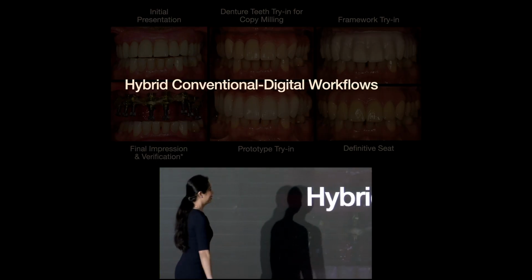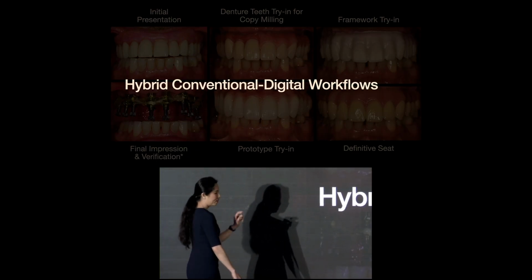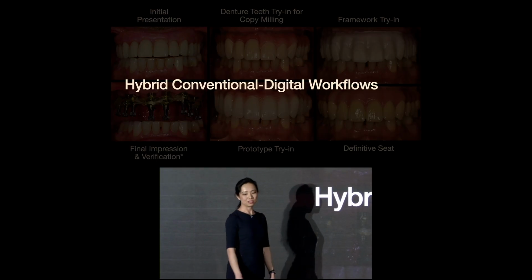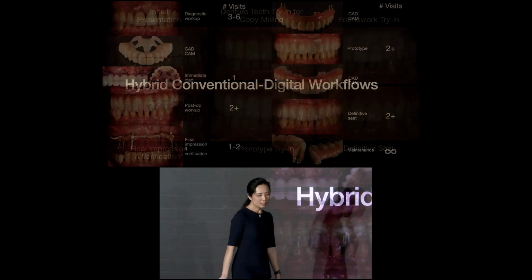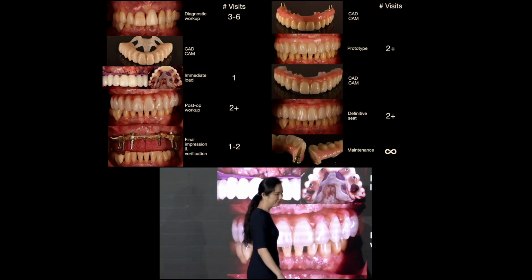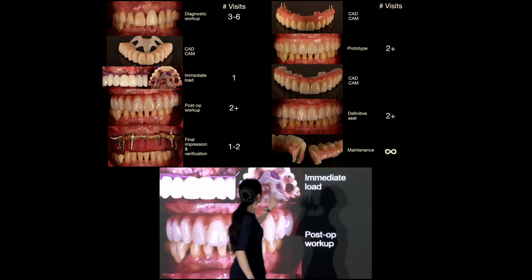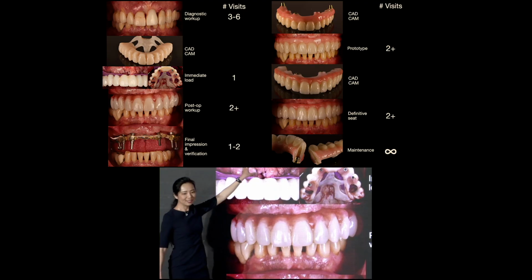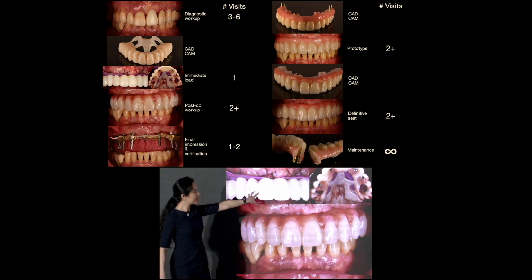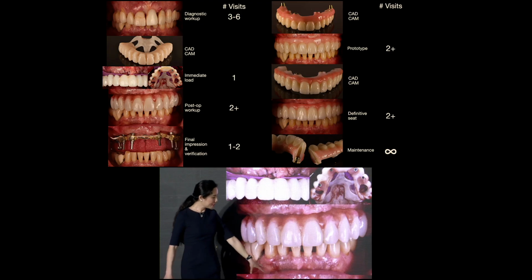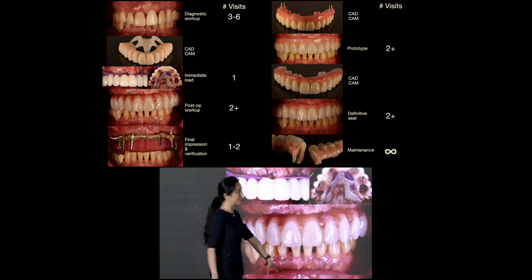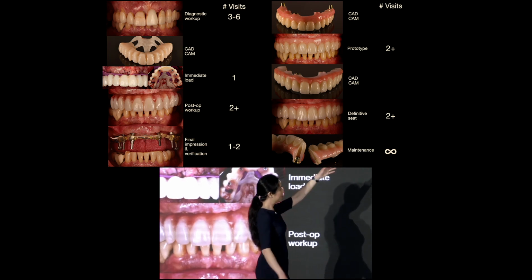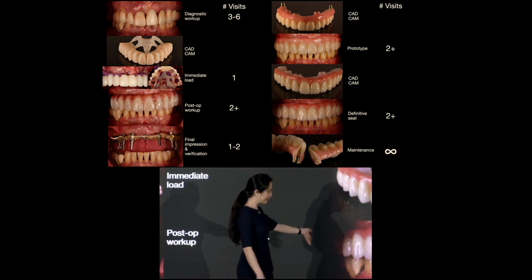So basically what's going on is I'm going to start off by showing you the hybrid conventional digital workflow. So this is how things used to be for me. I would have the lab digitally design a set of denture teeth, and then from there, do a chairside pickup, and then finish converting it. And then eventually, when the patient heals, I still have to do a final impression, go through the entire workup again before we go to the finish.